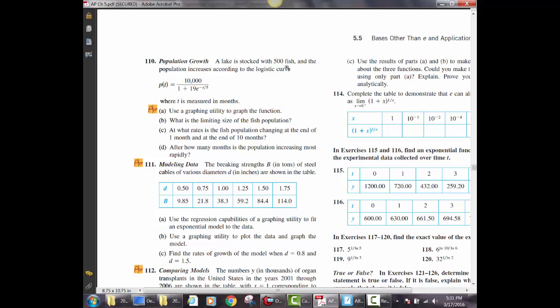So here's the idea. You've got this lake, you've got 500 fish. You can't just deposit 4 billion fish into this little itty bitty lake because they will all die, because there won't be enough water for all of them to have enough oxygen to survive. So the limiting size means as time goes on, obviously these fish are going to reproduce, but they'll only reproduce to a certain point and then the population will stop growing because there just won't be enough food to sustain them. So limiting size really means the limit as t goes to infinity.